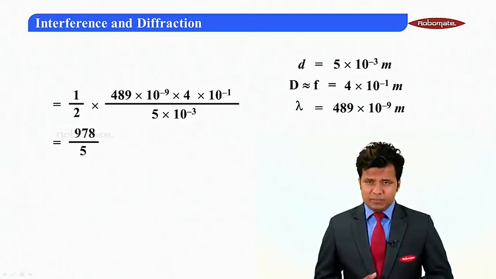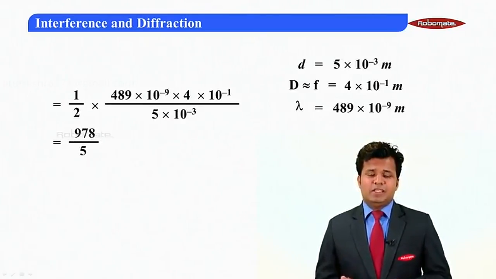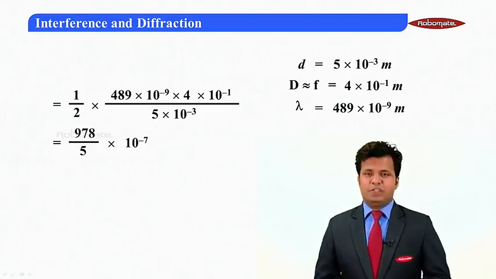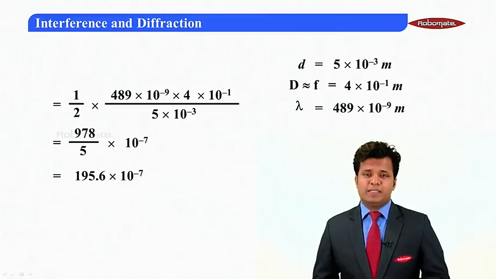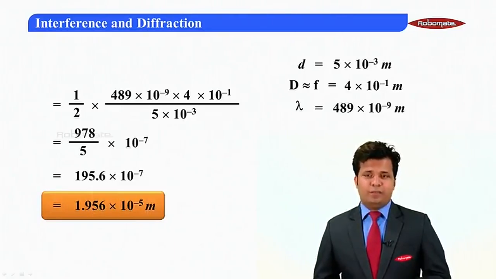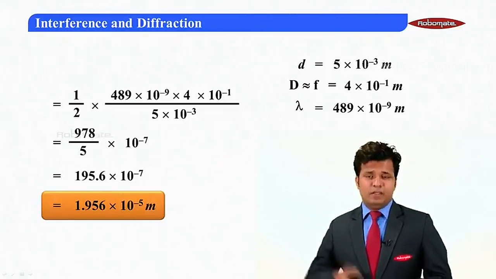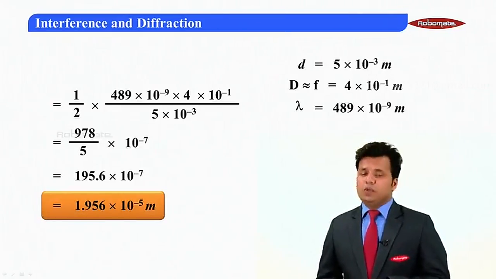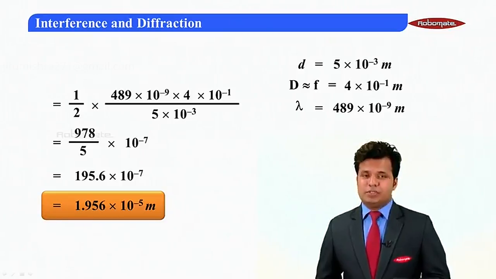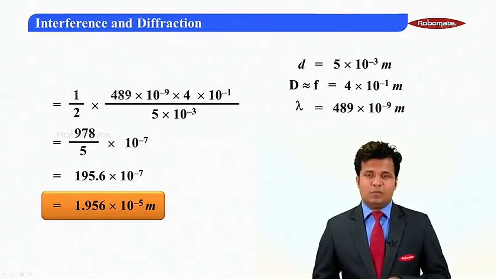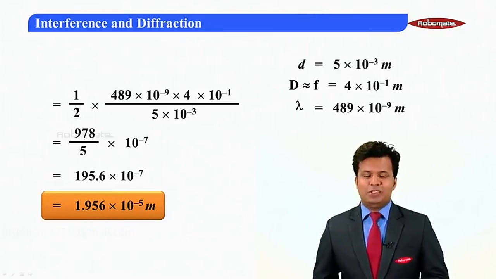And by just substituting this, you would get half into the whole part simplified into just 978 by 5 into 10 to the power minus 7, and by simplifying this you would get 195.6 into 10 to the power minus 7. On further simplification, it would be 1.956 into 10 to the power minus 5 meters. So students, this was what was asked in our question, and that's it for this particular module. Thank you.